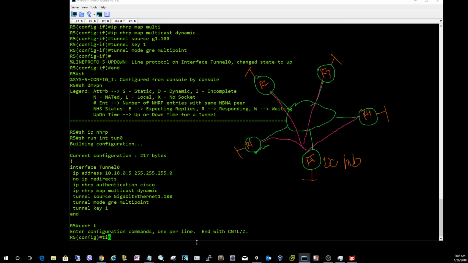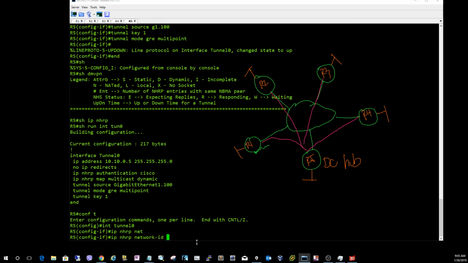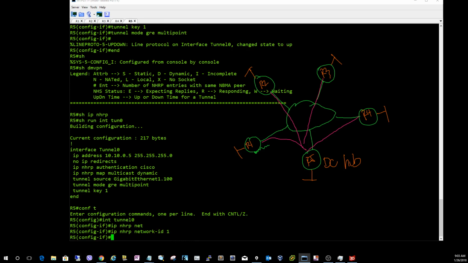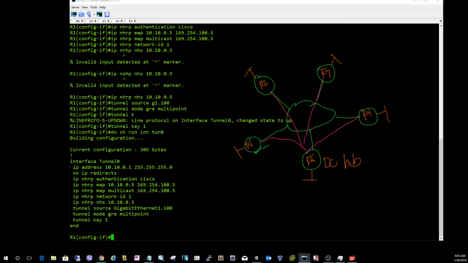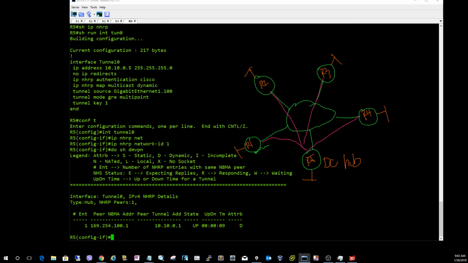Okay, so interface tunnel 0, then IP NHRP network ID 1. Does it match? Yes, so it does match now. Okay, so do show DMVPN. Okay, so now it is up.